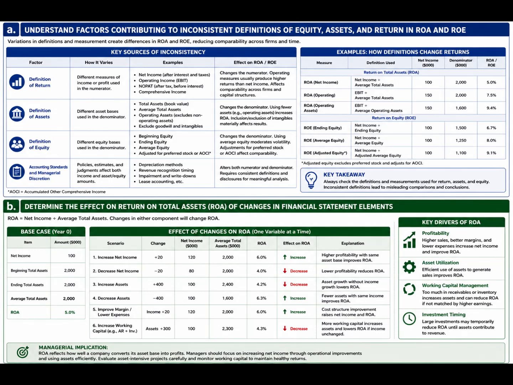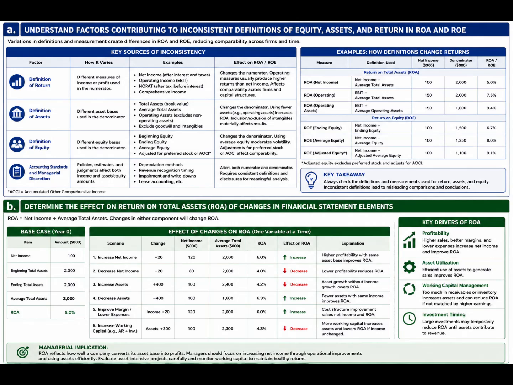B. Determine the effect on return on total assets, ROA, of changes in financial statement elements. ROA is calculated as net income divided by average total assets, so changes in either component directly affect the ratio. An increase in net income, holding assets constant, improves ROA and signals enhanced profitability or efficiency. Asset growth without proportional income growth reduces ROA.